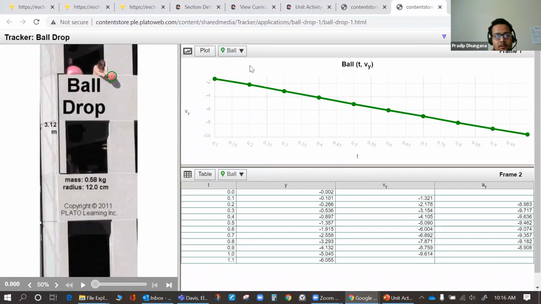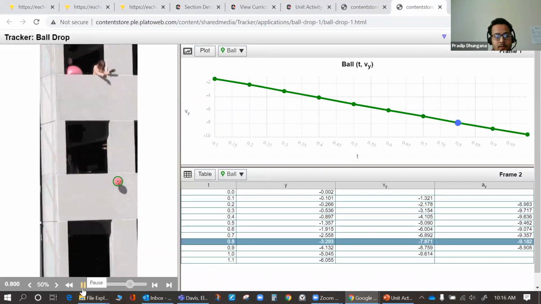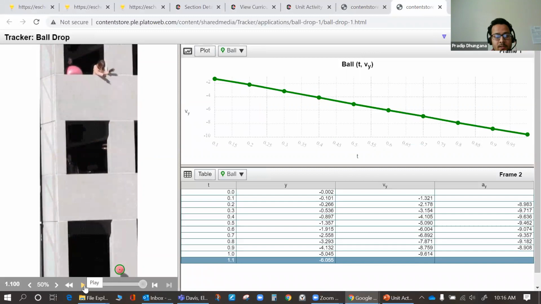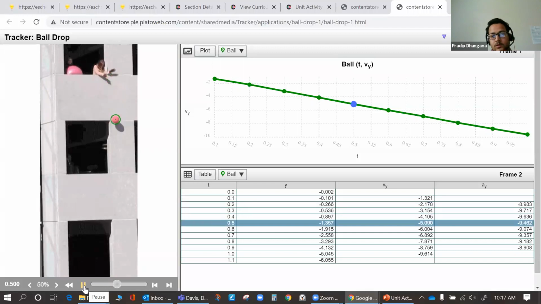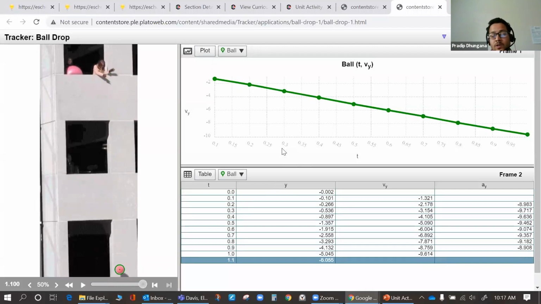Okay, let's do it. At first I'll briefly go through this ball experiment. Okay, small ball experiment. Whenever you click that play and pause button, you can see how the ball is moving. It's falling. Sorry. Let me do it again. Okay. Now the question is, we have to analyze the displacement versus time graph.